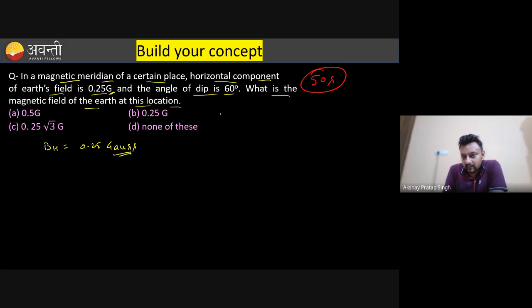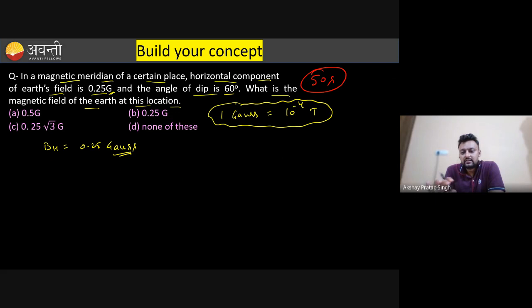And if you don't know, you can remember one more thing, that 1 Gauss is equal to 10 to the power minus 4 Tesla. This is the relation between Gauss and Tesla, where Tesla is the SI unit of magnetic field. Clear? So 0.25 Gauss horizontal field is given. Now angle of dip is denoted by alpha, so alpha is given as 60 degrees. Clear? Now they are asking what is the magnetic field.